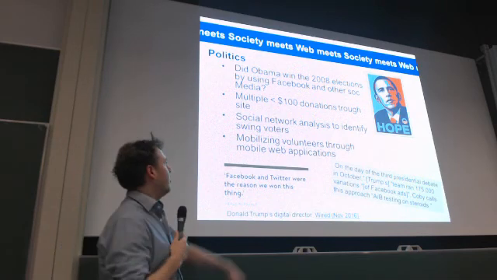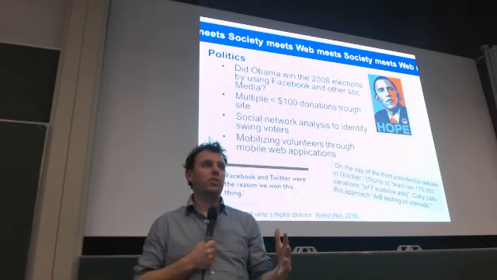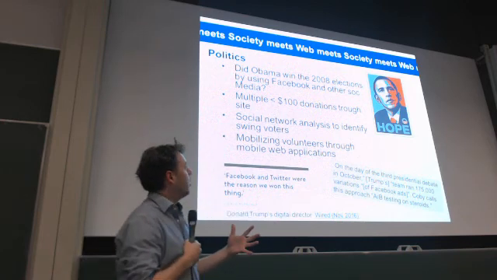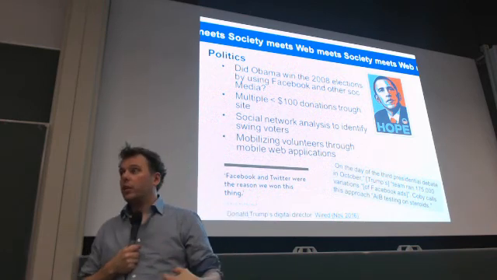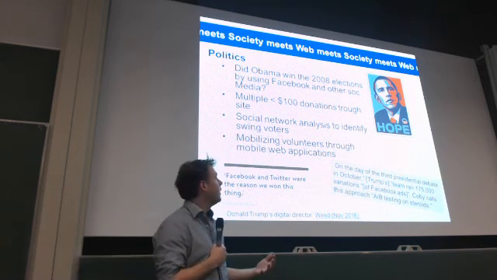The way U.S. politics is funded, with individual donations you can only do small donations, under $100. That means you need to get a lot of people if you want to get a lot of money. And how do you get a lot of people? You approach them through Facebook.